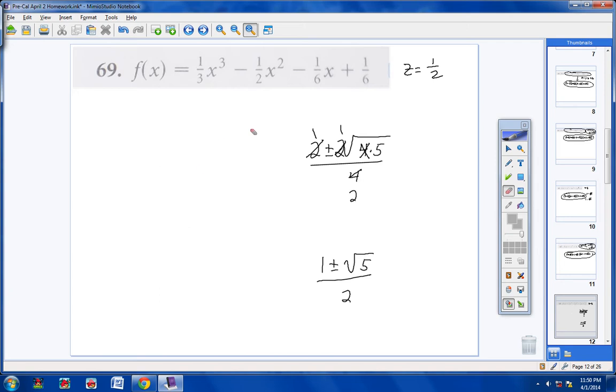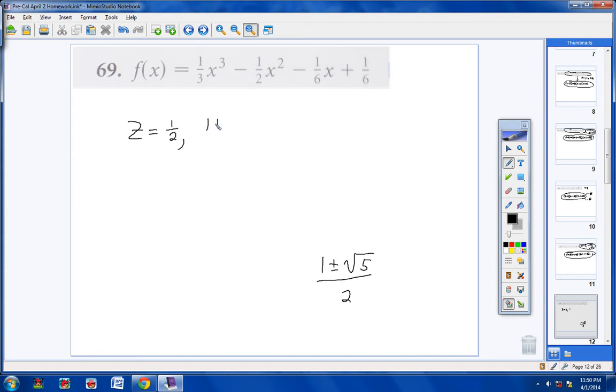Now these are fractions, and let me show you something here. Well, first of all, we found our zeros, and that's good. Now I'm going to write them a little differently. In fact, I'm going to grab this. One of my zeros is 1/2. So here are my zeros: 1/2, comma, then 1 plus the square root of 5 over 2, and then 1 minus the square root of 5 over 2.